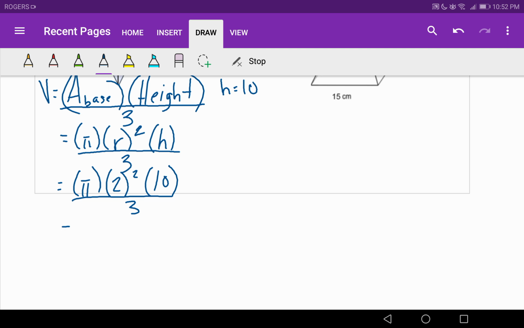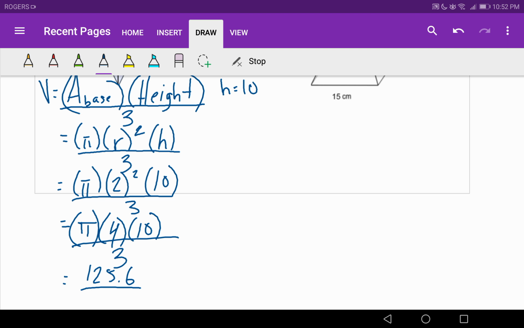Okay, now let's follow BEDMAS. Let's do exponents first. Pi times 2 squared. 2 times 2 is 4. Okay. Now we can just pull out the calculator and do 3.14 times 4 times 10. Then press the equal button. Okay, so you should get in the numerator something like 125.6.